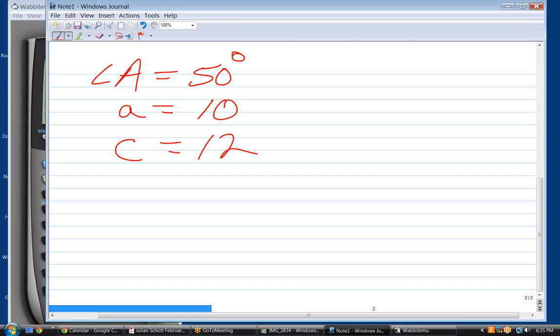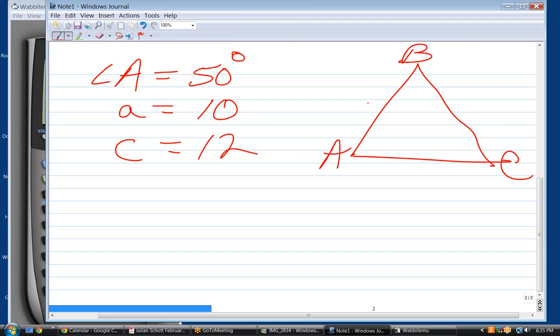There are three things we need. What's the first thing we can get? This is side C, not angle C. In other words, our triangle is A, B, C, and side C is 12, side A is 10, and angle A is 50. Only let's not make it hard. Let's make it a little easier and make that 70.